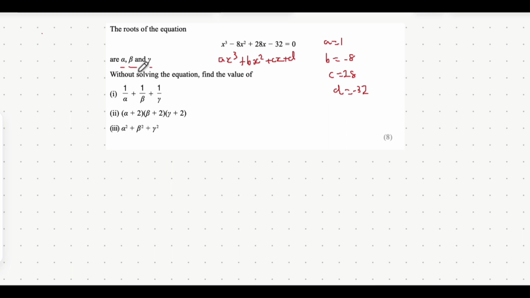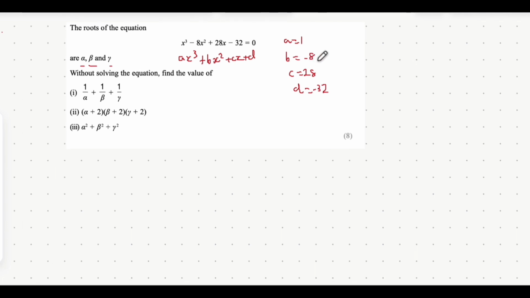If the roots are given by alpha, beta, and gamma, we start by writing out that alpha plus beta plus gamma is equal to minus b over a. There are two more equations that I'm sure you've seen before. Alpha times beta plus alpha times gamma plus beta times gamma is equal to c over a, as well as alpha times beta times gamma, which is equal to minus d over a.